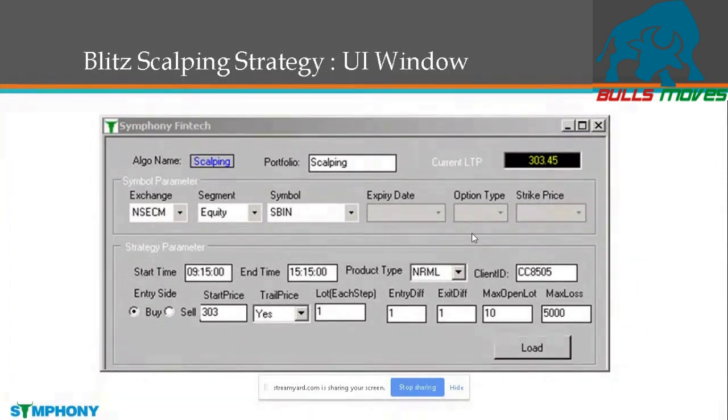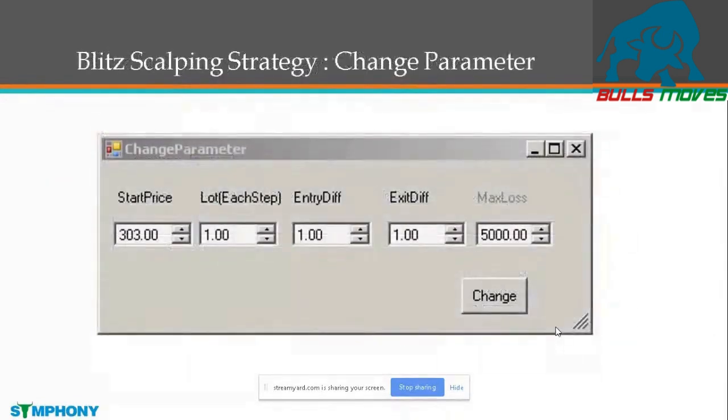So whenever you set some parameters, you have to click on the load button, and after the load button, the system will start your strategy, and it will execute your orders in automation mode. So no need for any manual intervention for this strategy. So this is the change parameter.